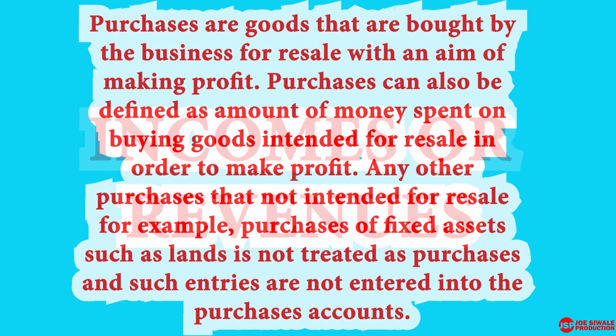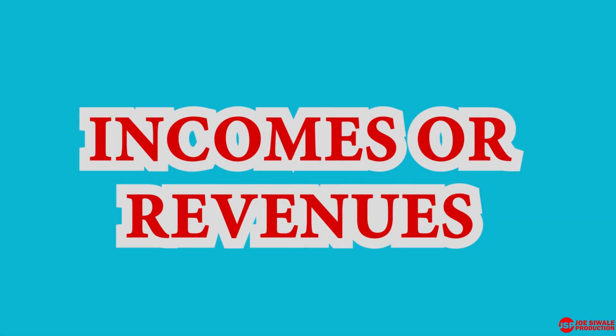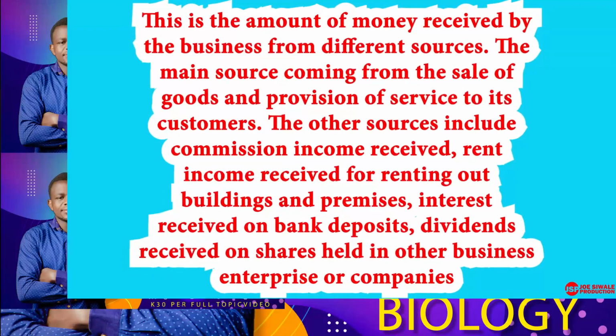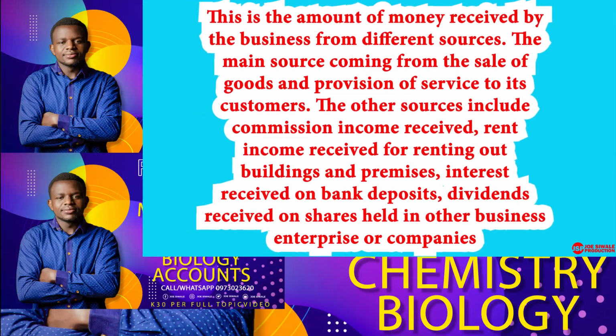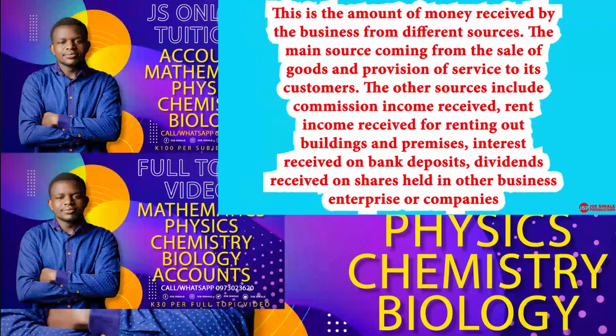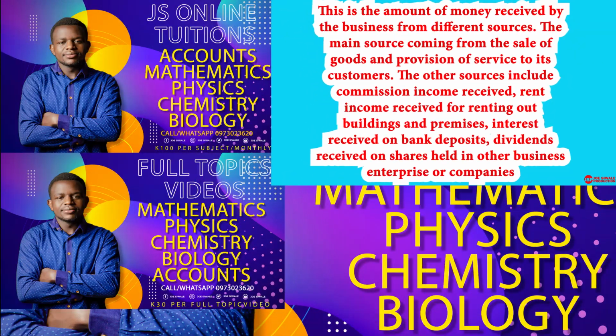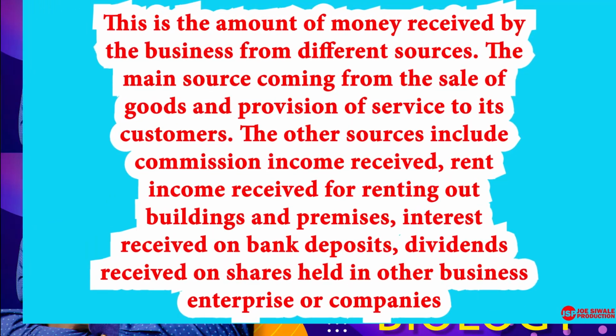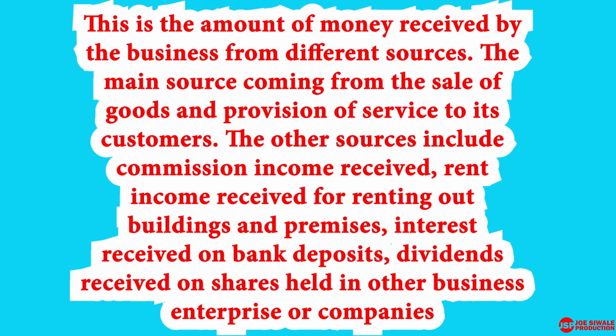So let us now look at income or revenues. This is the amount of money received by the business from different sources, the main source coming from the sale of goods and provision of service to its customers. The other sources include commission, rent, which is income received for renting out buildings and premises. Then we have interest received on bank deposits, and dividend received on shares held in other businesses or companies.